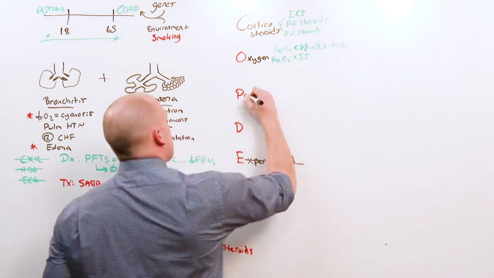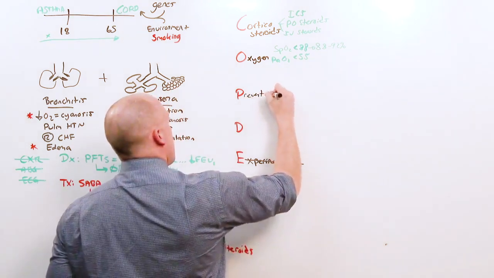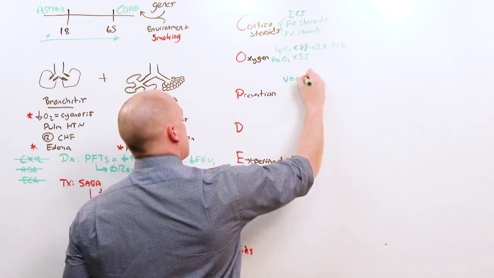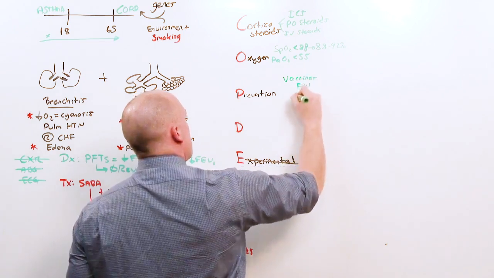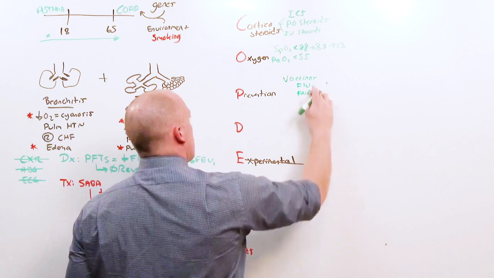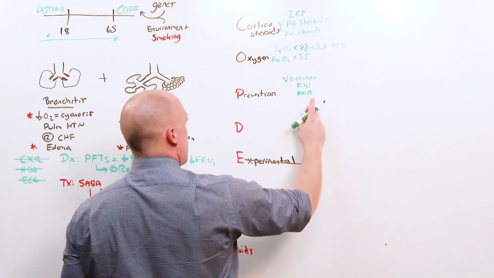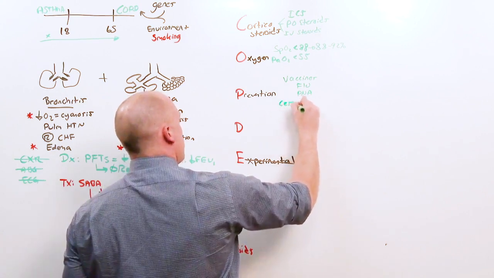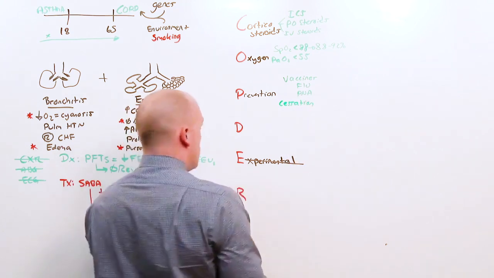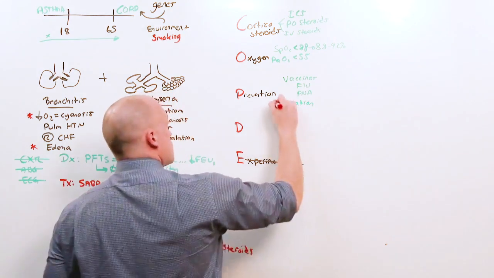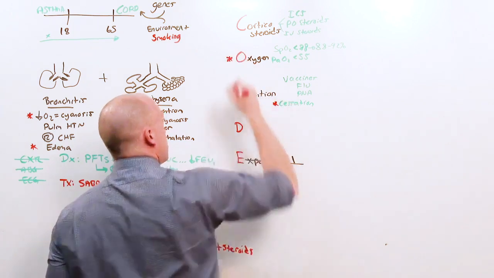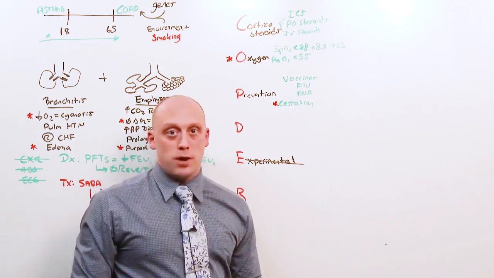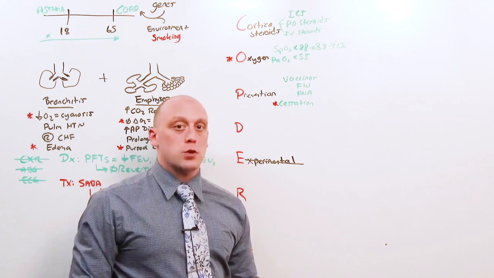P is prevention. That exists in the form of two things: vaccines, which is flu and streptococcal, every year, once before 65 and once after, and smoking cessation. We're never starting in the first place. Smoking cessation and oxygen are the two things that improve mortality. Everything else just makes your life better. But those are the two things that are actually going to prolong life.